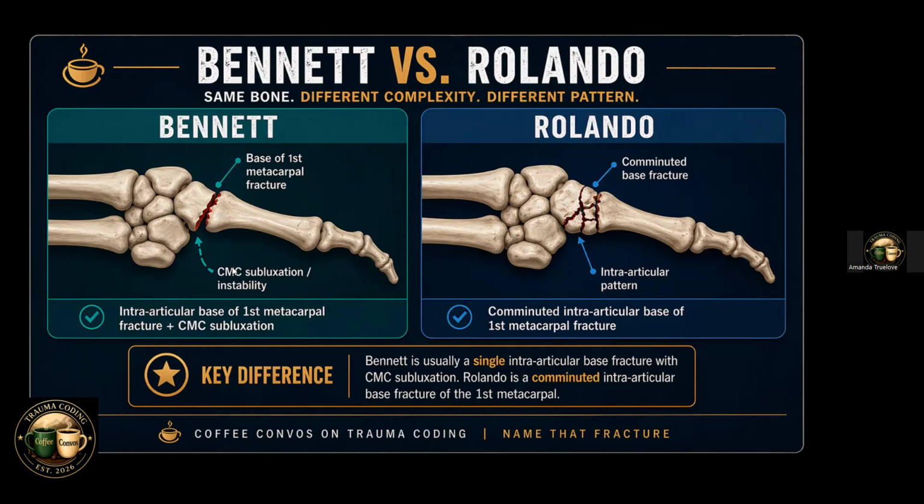So you've got some carpal metacarpal subluxation with Bennett, and it is just a simple base of the metacarpal fracture, versus with Rolando, you've got this comminution.